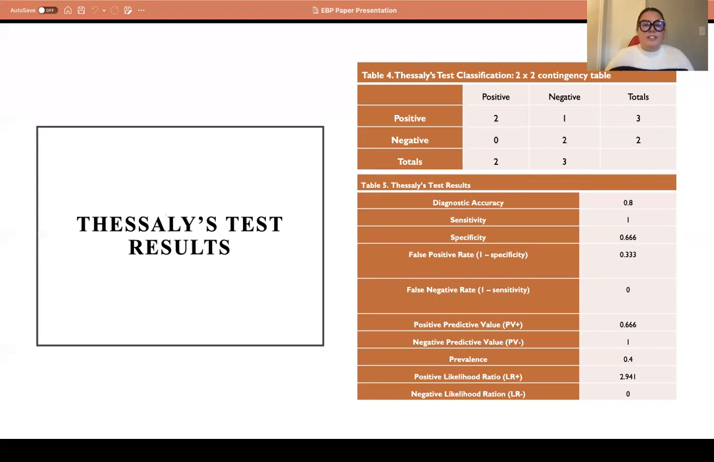And these are the Thessaly test results. It's the same findings for both. So 2 true positives, 1 false positive, and 2 true negatives. And once again, the diagnostic accuracy was 0.8 or 80%, a sensitivity of 1 or 100%, and a specificity of 0.66 repeating or 66.6%.